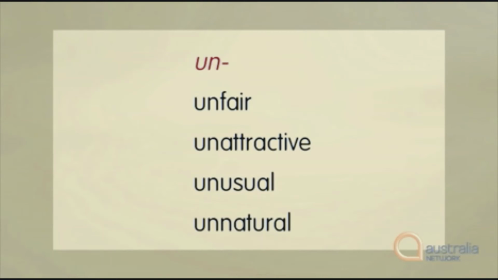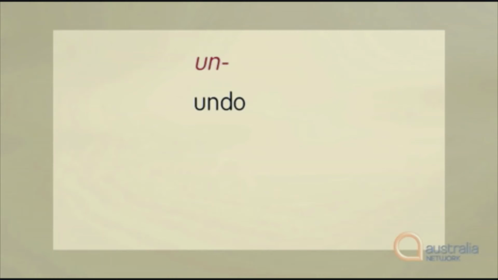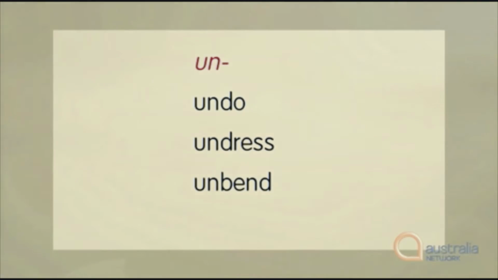But un can also be used with verbs. It means that an action is reversed. So we have undo, undress, or unbend. There aren't many rules about what sort of words take these prefixes. You'll have to learn most opposites one by one. A good way to do this is to try to find out the opposite every time you come across a new word. Finally for today, let's have a look at how you can form adjectives from people's names.